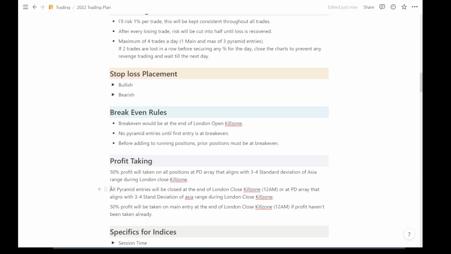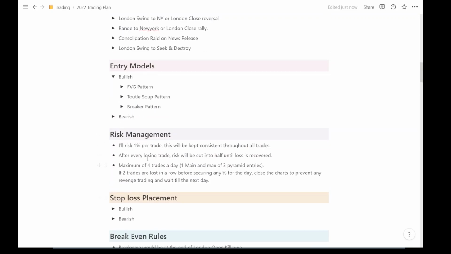And all pyramid entries will be closed at the end of the London close kill zone at 12 a.m. New York time, or at any PDR rate that aligns with 3 to 4 standard deviation of the Asia range during the London close kill zone. Let me get into the chart. I'm still going to cover stop loss placement, break-even rules, and the risk parameters, as well as this model on the chart. So let's go back to TradingView so that I can explain this in detail using examples.